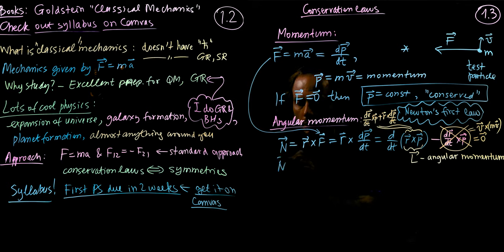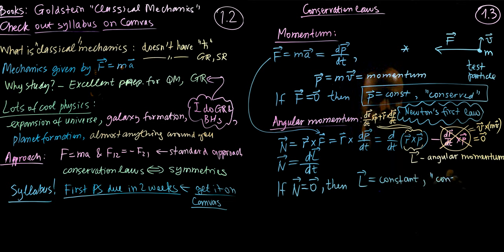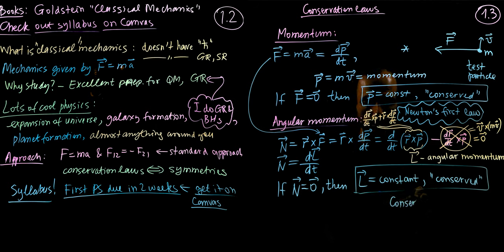N equal to dL/dt, which means that if the external torque acting on a particle vanishes, then what? Well, then the angular momentum will be constant, or conserved. So we have derived the conservation of angular momentum.